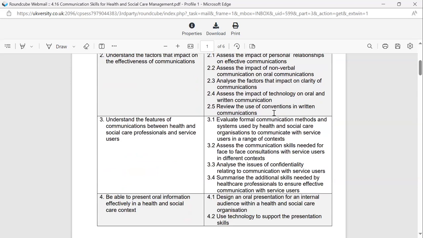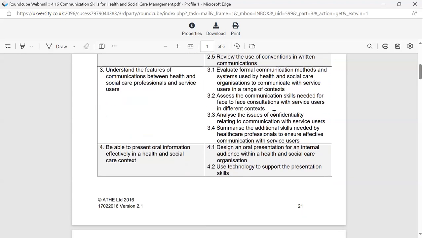Then in learning outcome 3, you'll look at understanding the features of communications between health and social care professionals and service users. 3.1, evaluate formal communication methods and systems used by health and social care organisations to communicate with service users in a range of contexts. 3.2, assess the communication skills needed for face-to-face consultation with service users in different contexts. 3.3, analyse the issues of confidentiality relating to communication with service users. 3.4, summarise the additional skills needed by health and social care professionals to ensure effective communication with service users.